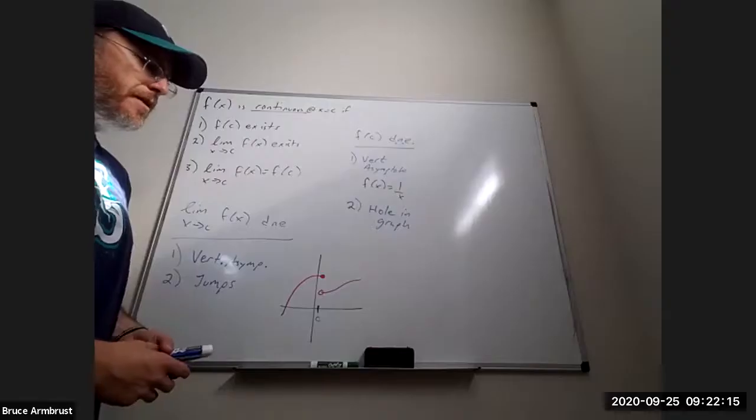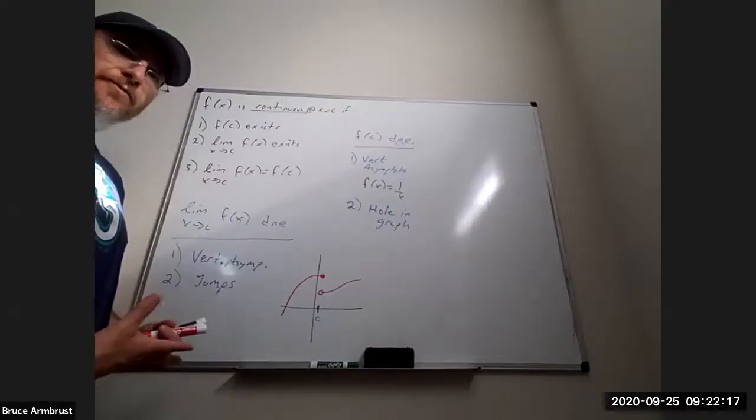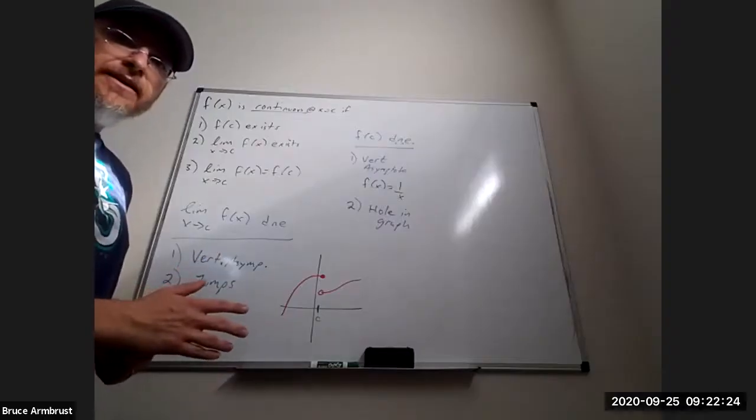Because both points are, it's like two y's share the same x. Okay, so it's not exactly two y's for that because the open circle says there isn't that value down here, but you're kind of on the right track.